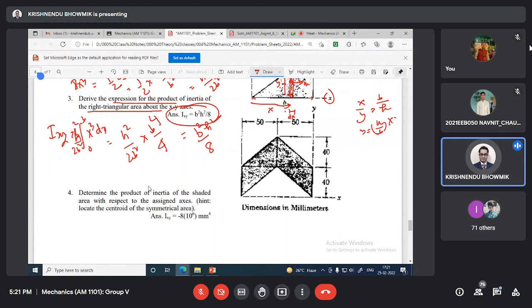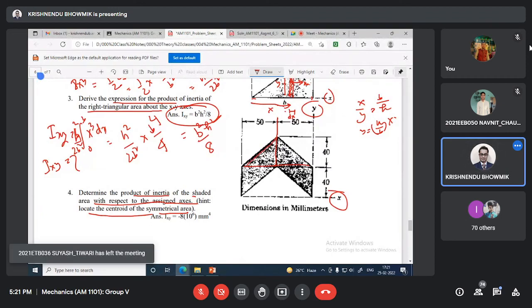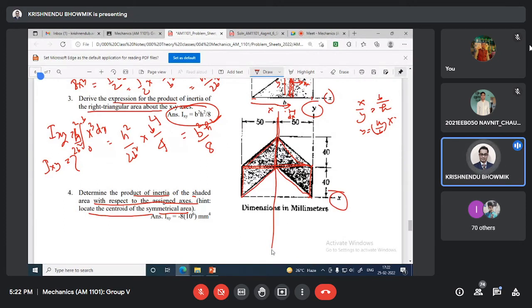Determine the product of inertia of the shaded area with respect to the assigned axis. The assigned axes are x and y. Ixy you have to calculate. So here, locate the center of the symmetrical area. One thing is obvious: this structure is symmetric with respect to this vertical axis, that is confirmed, correct? Yes, sir.